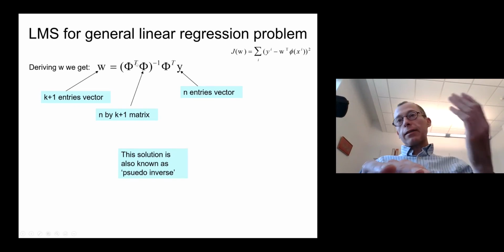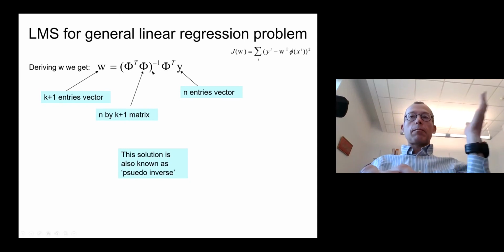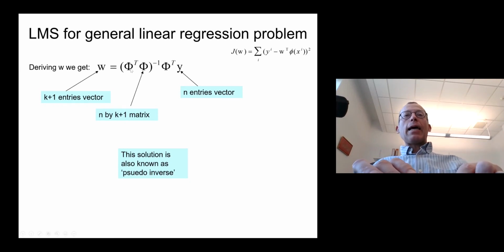The inverse of this is, of course, a square matrix. When you multiply something by its transpose, it becomes a square matrix, and the inverse is still a square matrix, k plus 1 by k plus 1. This is Phi transpose, which is k plus 1 by n. When you multiply the k plus 1 by k plus 1 matrix by the k plus 1 by n matrix, you end up with k plus 1 rows and n columns.